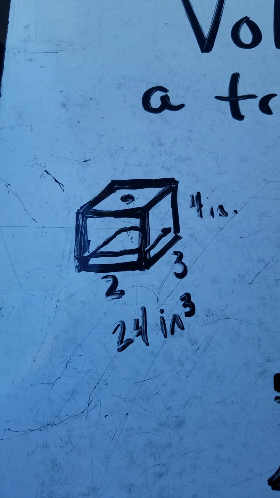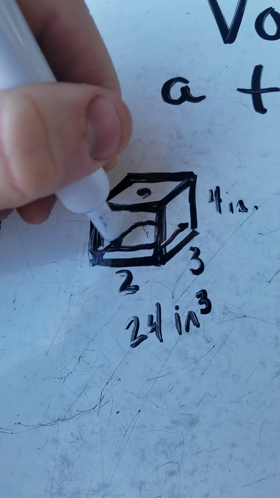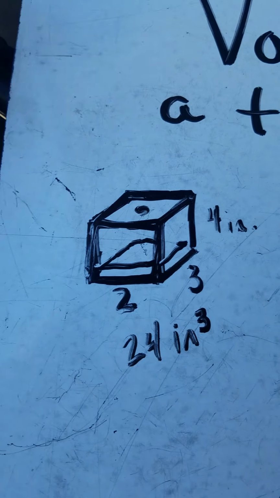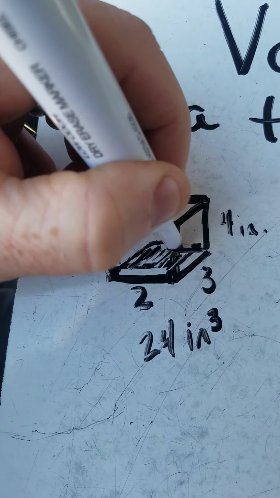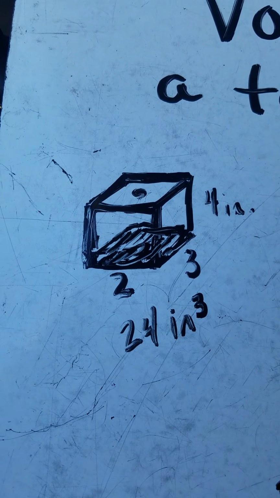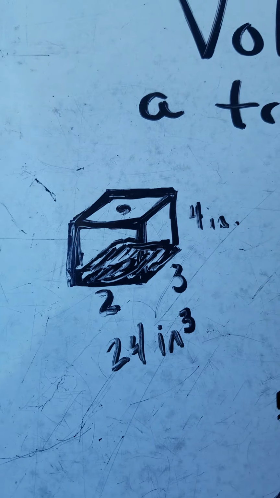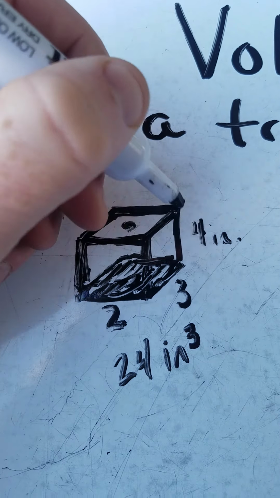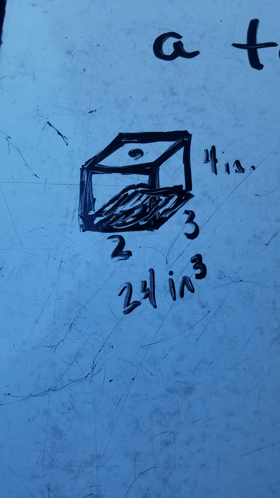Instead of length times width times height, we're going to find the area of the floor. Remember, if I pour water in this, the first thing that's going to happen is the floor is going to get covered, just like what we've been focusing on, area. First we're going to find the area of the floor. 2 times 3 is 6. That's an area. We're going to multiply it by the height, 4. That's still 24, and you're thinking, well, that's the same thing.